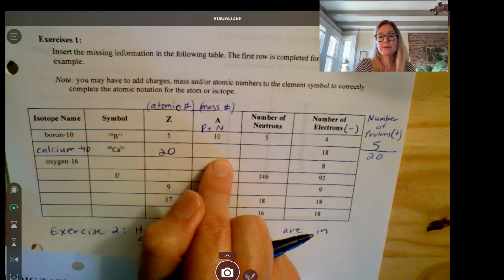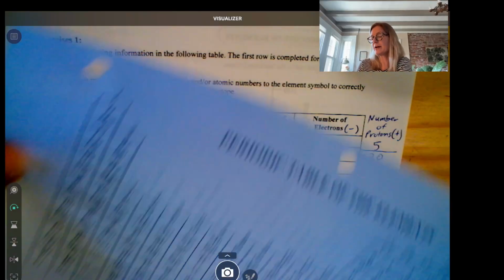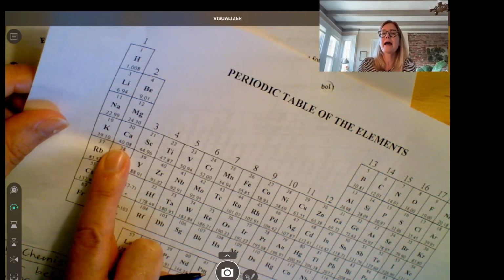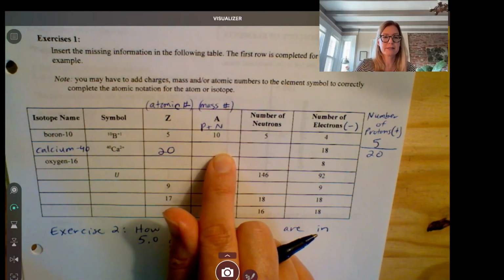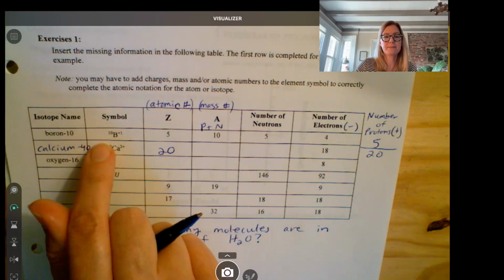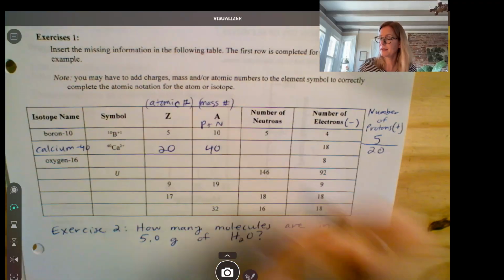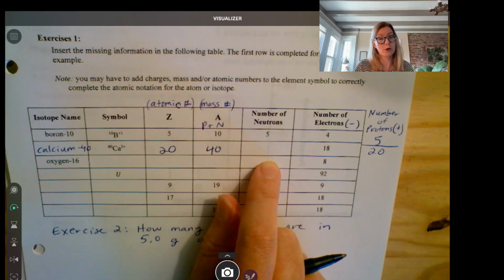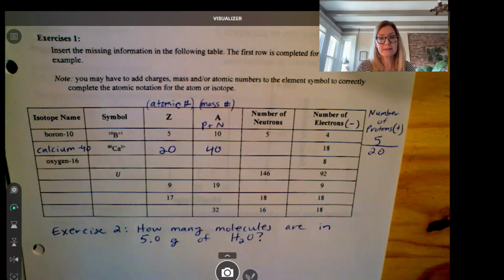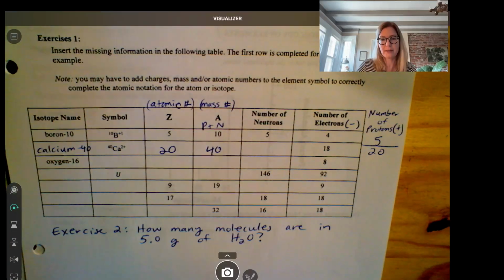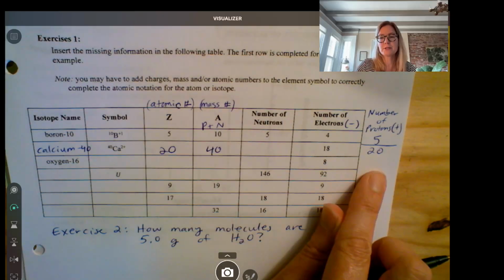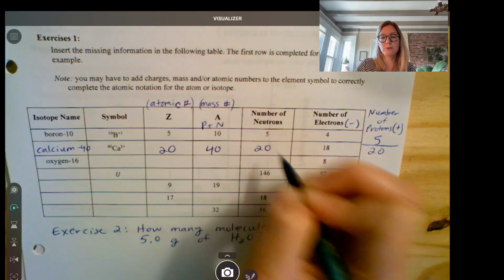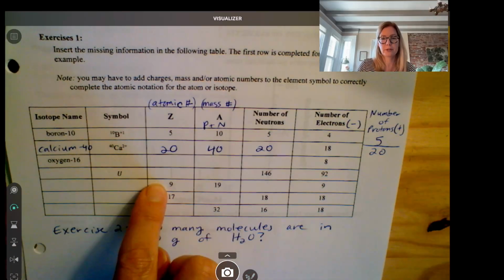The mass number is not on the periodic table, okay? Don't say, oh, 40.08. No, no, no. That's the average of all the mass numbers. I want to know the mass number for this particular isotope of calcium, which is that top number right there. It's 40, okay? The neutrons take some work. The neutrons vary. You've got to figure it out, okay? So if the protons and neutrons add up to 40, and we have 20 protons, that means we must have 20 neutrons, because 20 plus 20 equals 40.